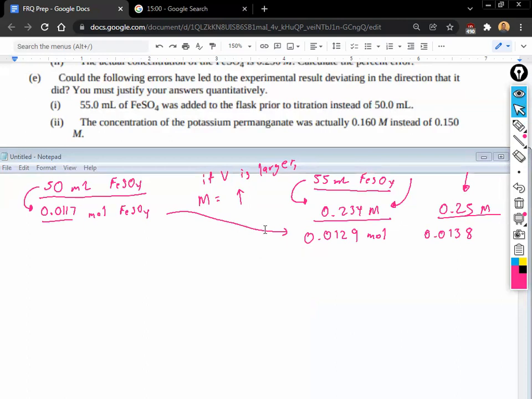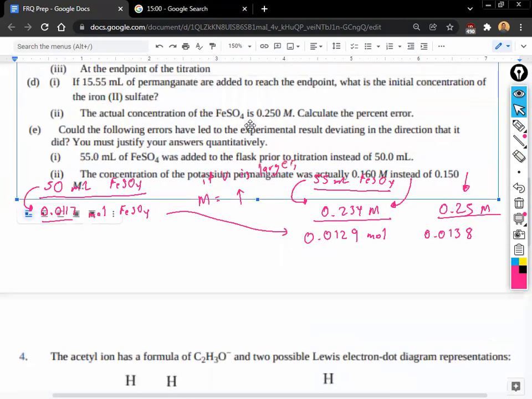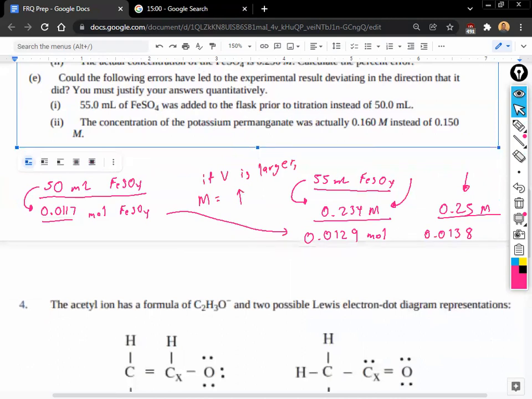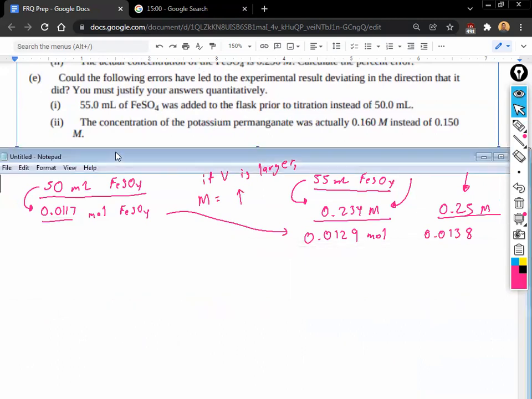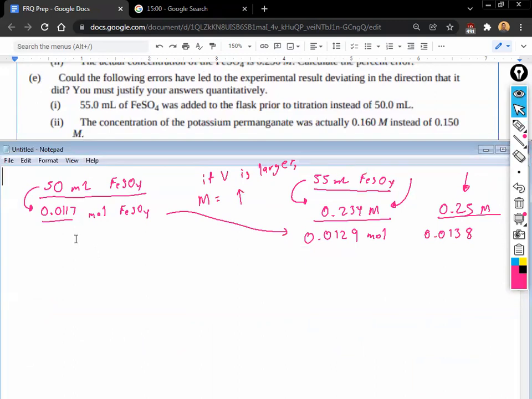So if you take a look at the problem earlier, the actual was 0.25. Was the actual larger or smaller than what we calculated? Because we calculated 0.234 molarity.